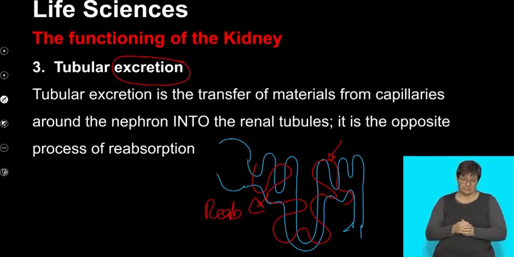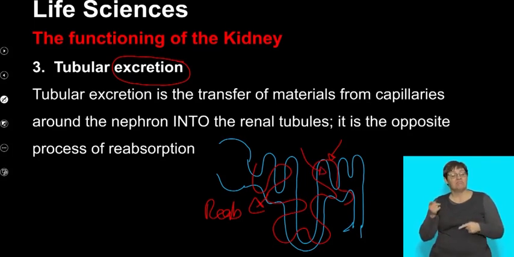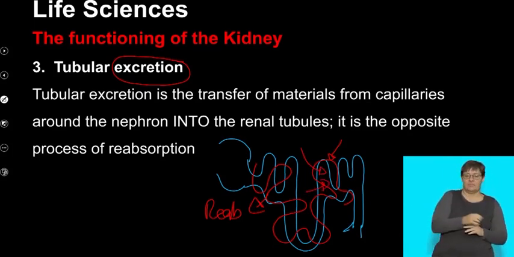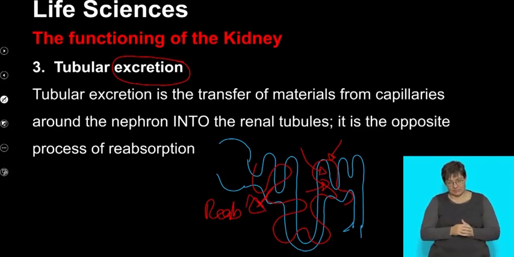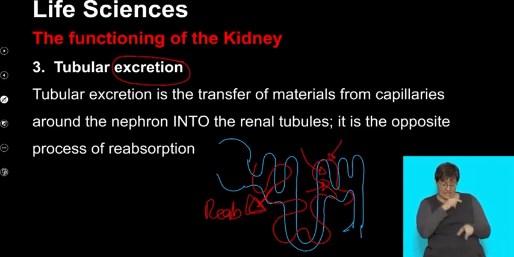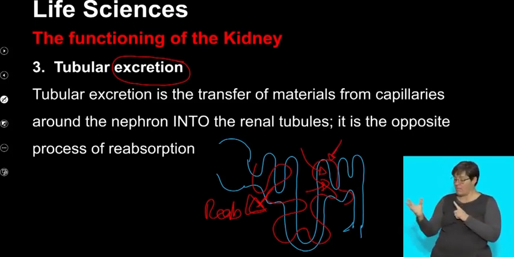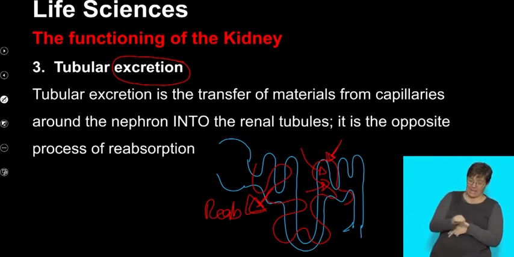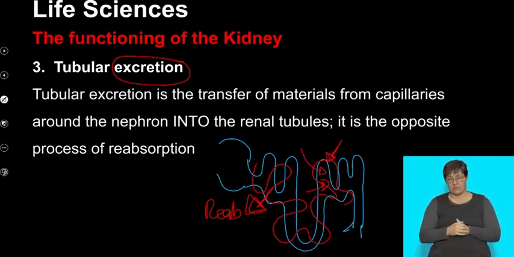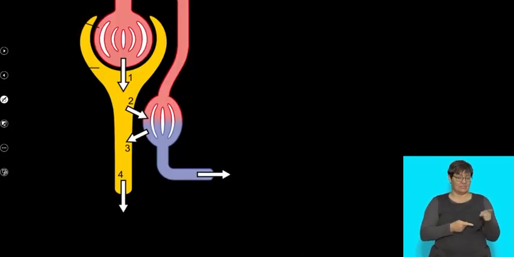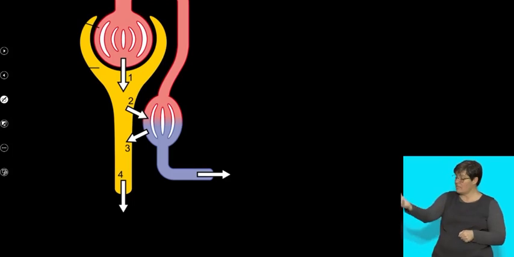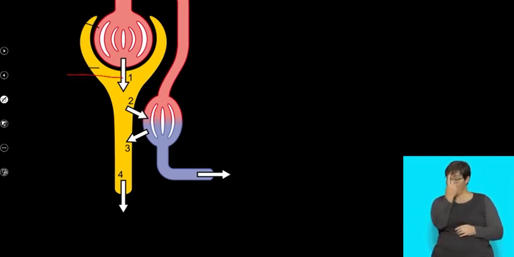So where must these waste products go? They must now go into the tubules. Look at my arrow over here. In tubular reabsorption, my arrow went out of the tubules. Tubular excretion is going to go back into the tubules. As I said, it's the opposite. If I go to this diagram that we did earlier, what is number one? Number one was my glomerular filtration.